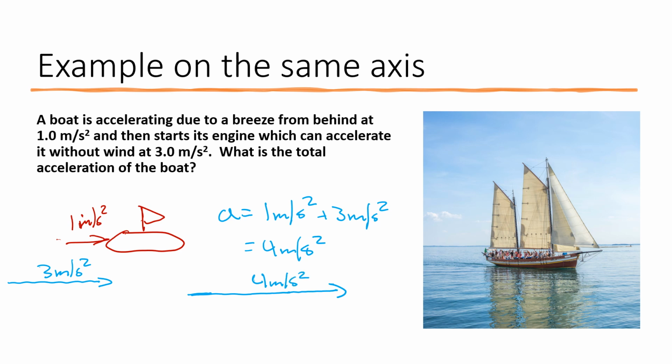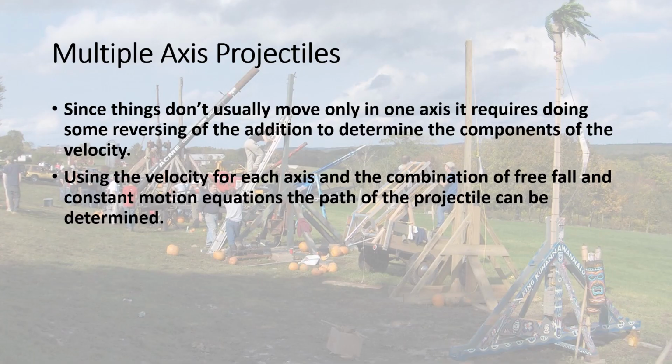Okay. So that's how things work on the same axis. However, most of the time things aren't going to be on the same axis. So we're going to have to deal with multiple axes with our projectiles. We're going to have to do some reversing of the addition to determine the components of the velocity. It's usually easy to measure the velocity of the object itself, but not the Vx and not the Vy. And that's our end goal: we want to find the combination of that Vx and Vy, and then we can use our free fall and constant motion equations to determine the path of the projectile, just like we've been doing when we've had an initial y velocity of 0.